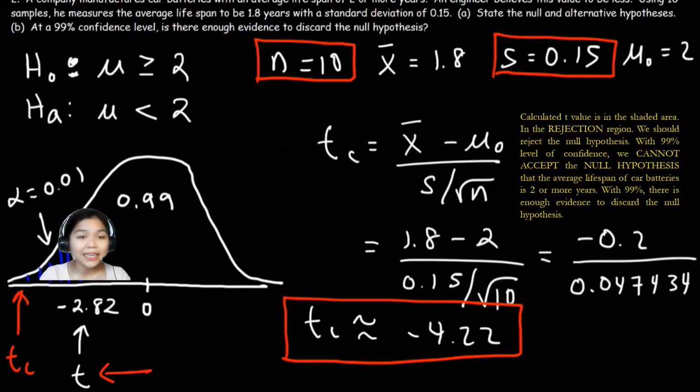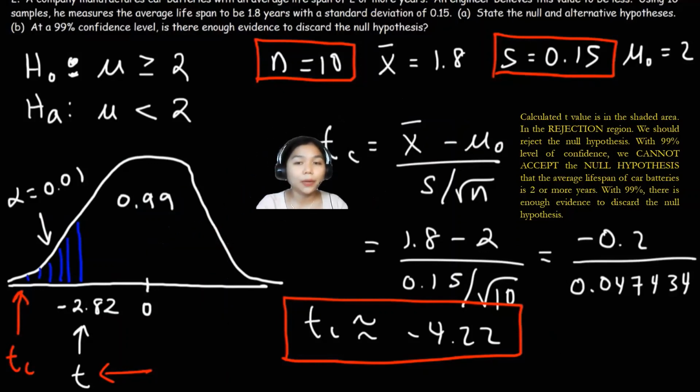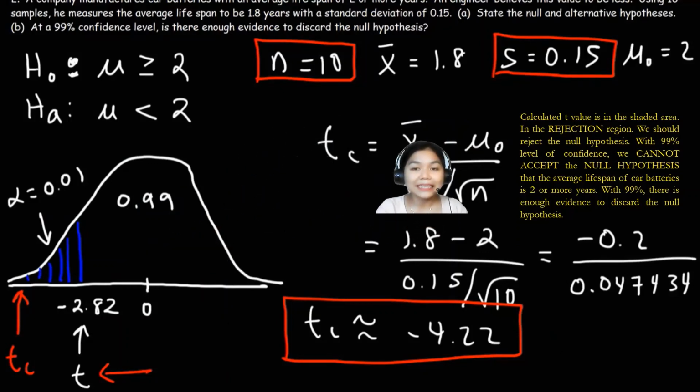We should reject the null hypothesis. With 99% level of confidence, we could not accept the null hypothesis. The null hypothesis says 2 years and more, but the truth is it does not reach 2 years or more. So with 99%, there is enough evidence to discard the null hypothesis. So that ends our problem set.